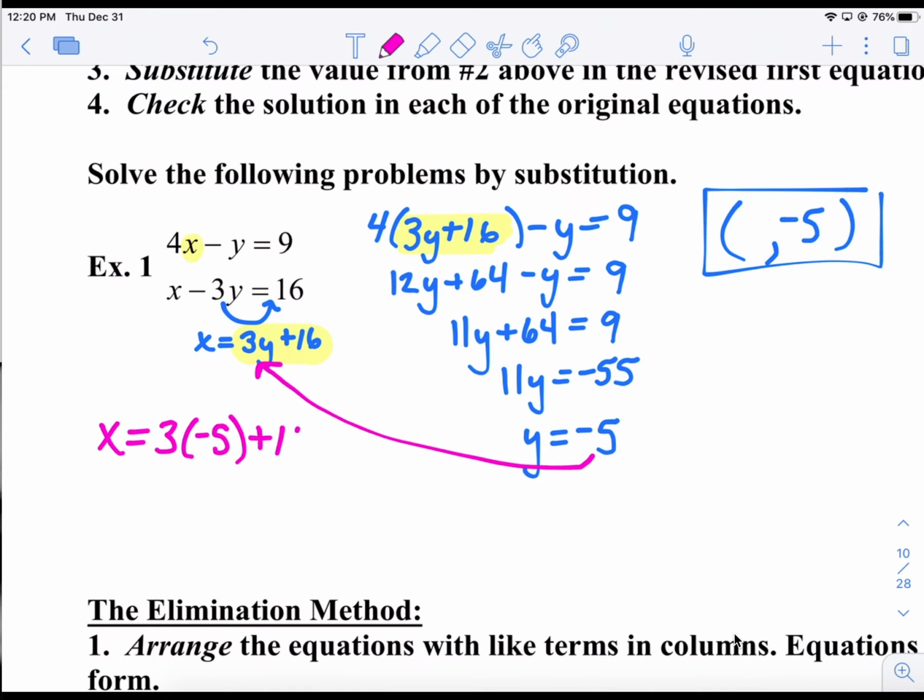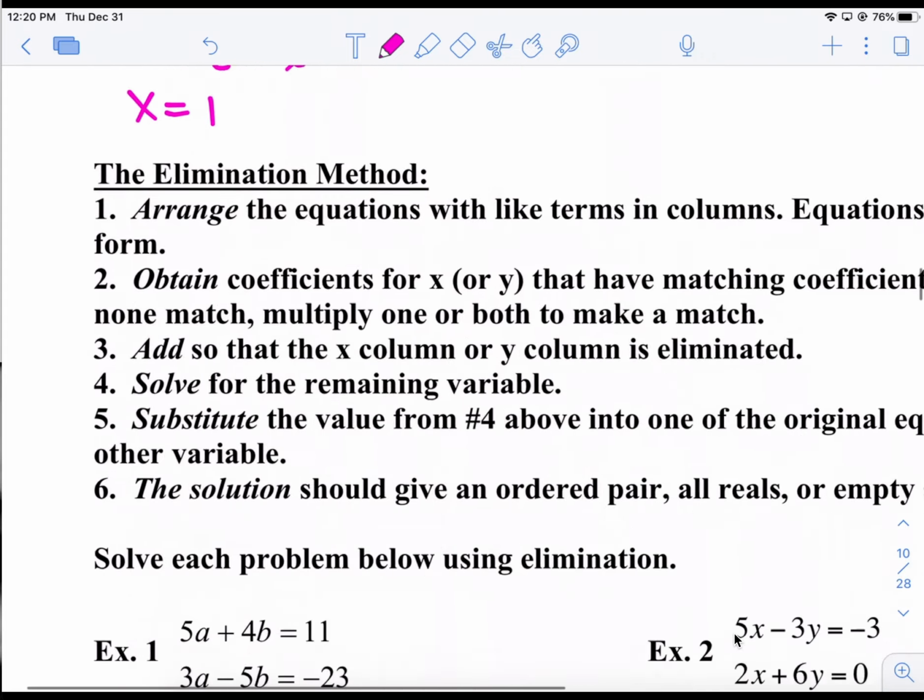And by that I mean if I plug in negative 5 for y, 3 times negative 5 is a negative 15 plus 16 gives me a positive 1. That 1 finishes out my solution. Okay? All right, if you need to pause, copy any of that down, go ahead. We are moving on to the bottom. Let's talk about some elimination.